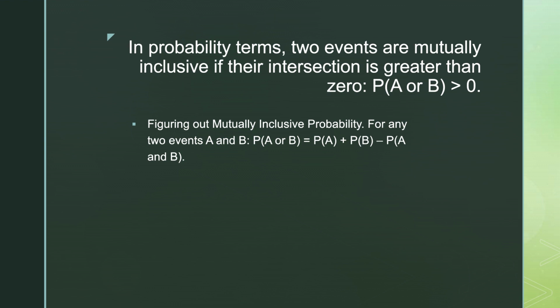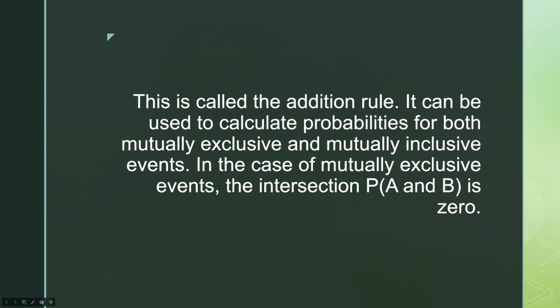To figure out mutually inclusive probability for any two events A and B, P(A or B) equals P(A) plus P(B) minus P(A and B). This is called the addition rule. It can be used to calculate probabilities for both mutually exclusive and mutually inclusive events. In the case of mutually exclusive events, the intersection P(A and B) is 0.